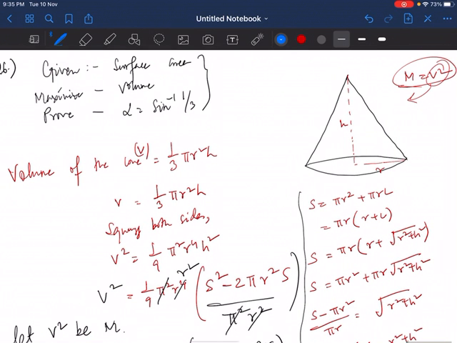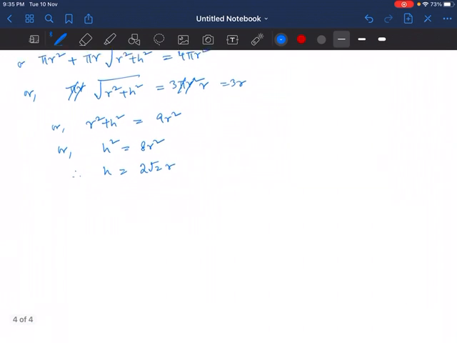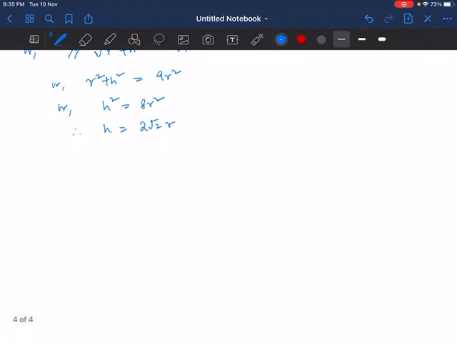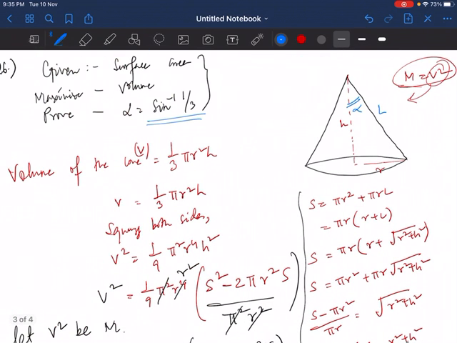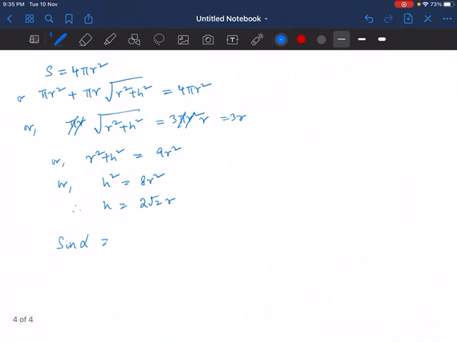We need to find this angle, this alpha, right? So in order to find this alpha, we need to find the slant height. We know h and r, right? So let us find the slant height. One thing, what was sine alpha? Look here, sine alpha is basically r by l. So it is r by l is my sine alpha.